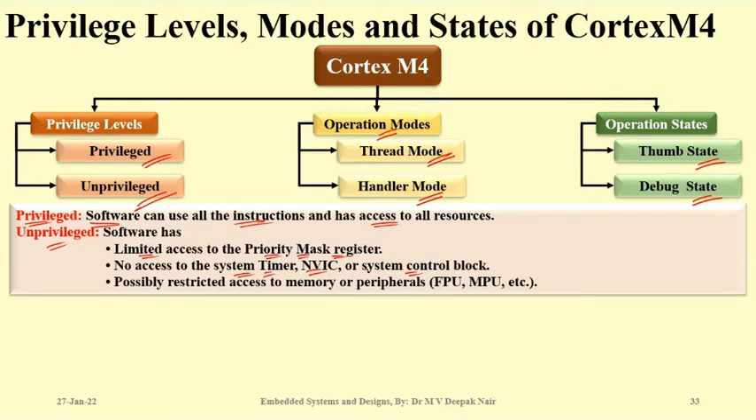Software can access all the features when it is in privileged level, or it is restricted in using some features like FPU and MPU. Peripherals and memories: in privileged level, software can access almost all the instructions and has access to all resources. In unprivileged level, the software has limited access to most of the memory and peripheral related registers. This is one of the differences. Privilege means access to all; unprivileged software does not have access to all the features.